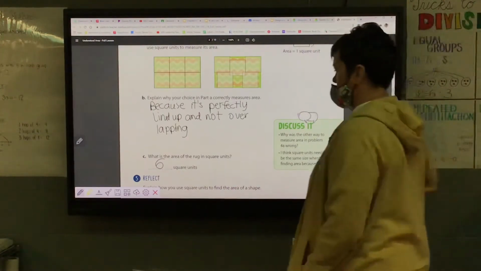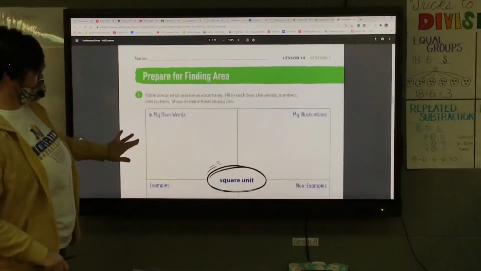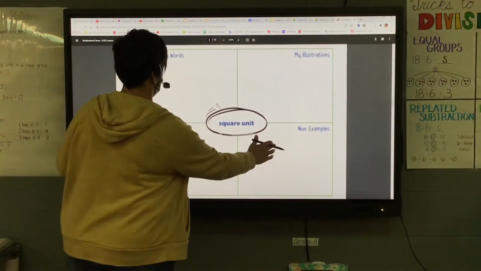Right, then we're going to go on to that box that has square unit in the middle.